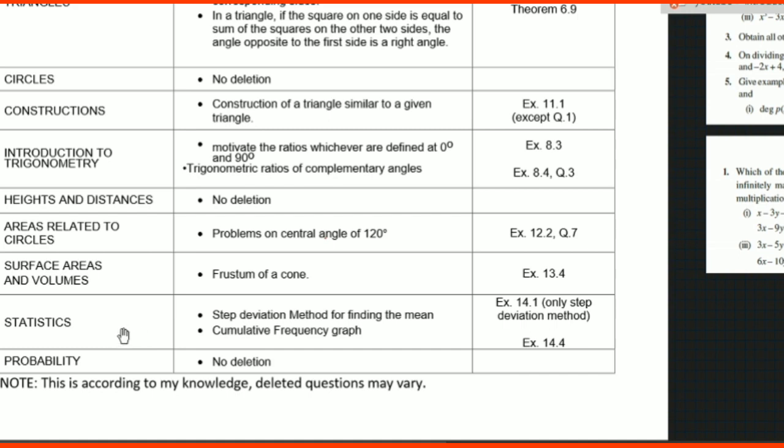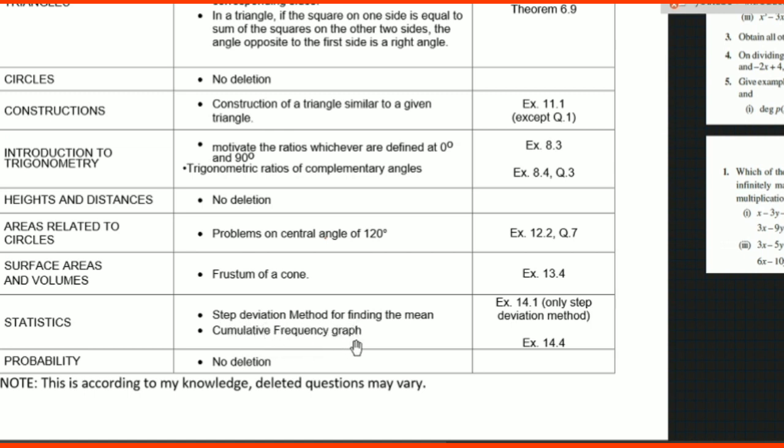And moving to the statistics chapter, there are 3 methods to find the mean. The first 2 are there, and the third one is the step deviation method for finding the mean. That is not deleted. Sorry, the step deviation method for finding the mean is deleted, right? You can find the mean by using the other 2 methods, but the step deviation method you will not be learning.